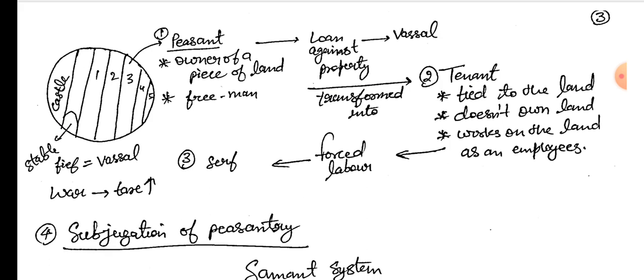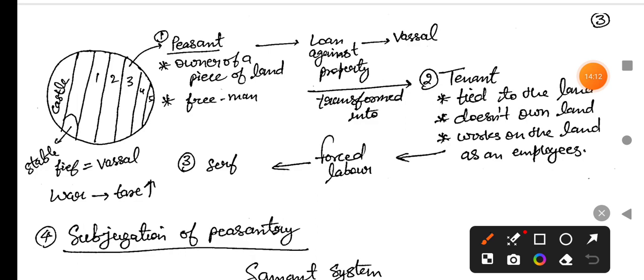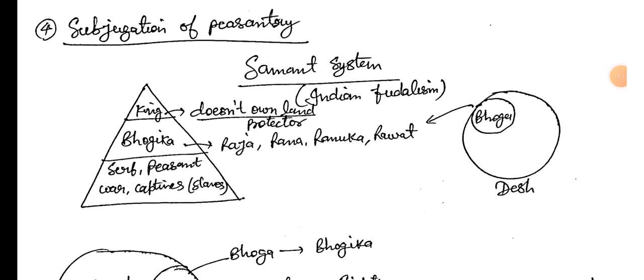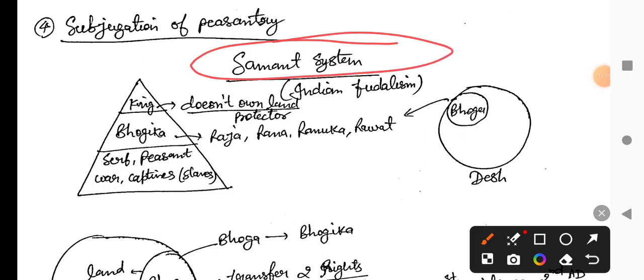So you need to learn this. Okay, you need to learn these things. And we will discuss feudalism in India, that means the Samant system in India.